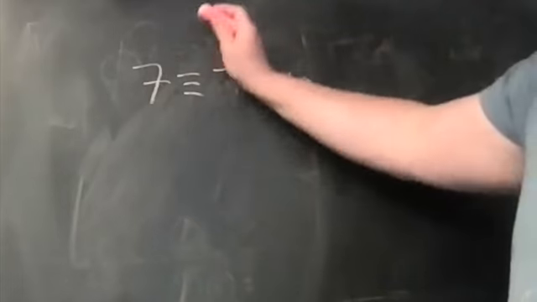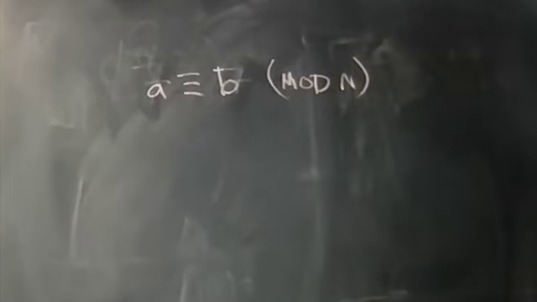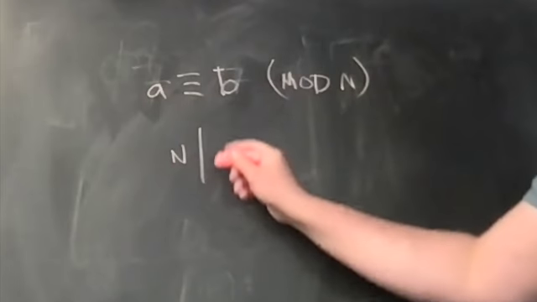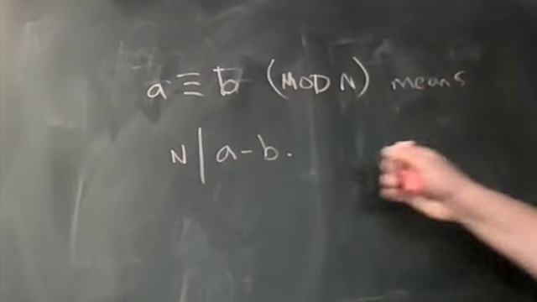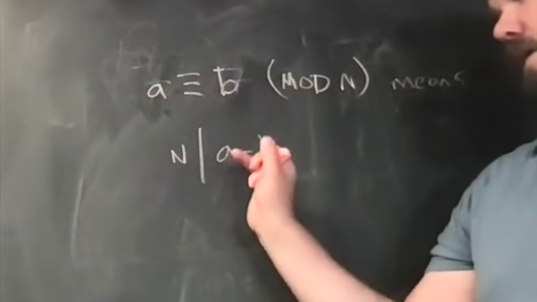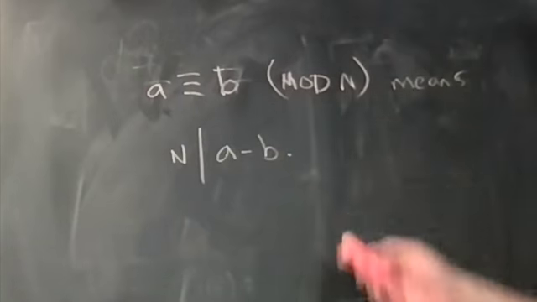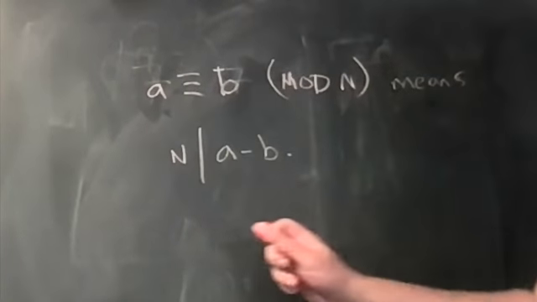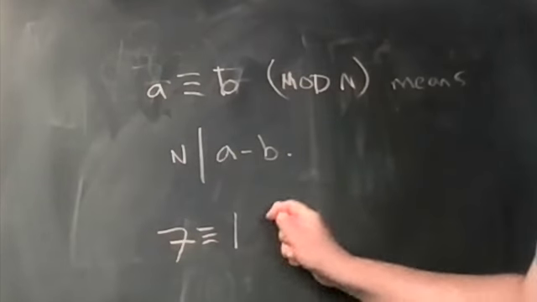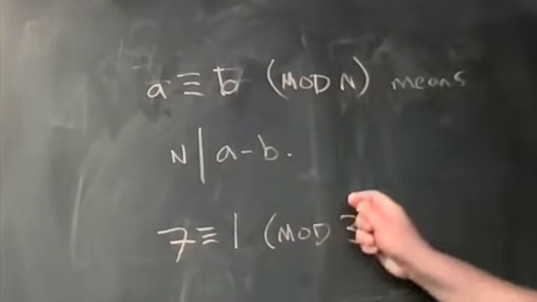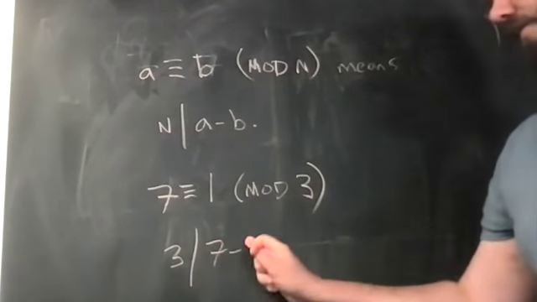It means if you say that A is congruent to B, mod N, that N divides A minus B. And it's not required that... like if N divides A minus B, it also divides B minus A. So you can talk about divisibility of a negative number. That's not an issue. So for instance, 7 is congruent to 1 mod 3 because 3 divides 7 minus 1.